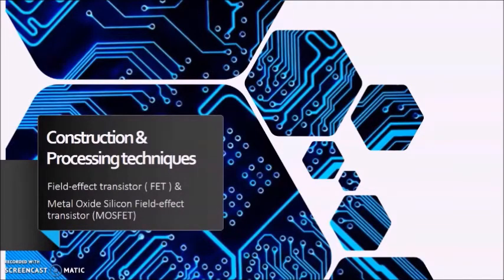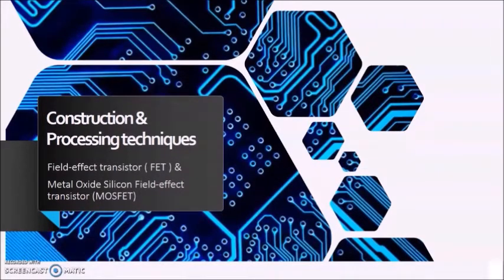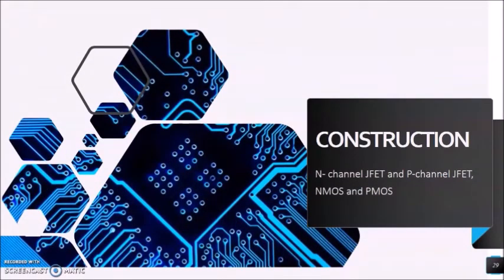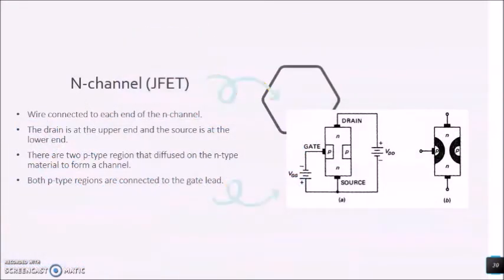Now we arrive at the construction and processing technique of the FET and MOSFET. First, we will see the construction of the FET. As you can see, for the N-channel FET, a wire is connected to each end of the N-channel. The drain is at the upper end and the source is at the lower end. There are two P-type regions that are diffused on the N-type material to form a channel. Both P-type regions are connected to the gate lead.